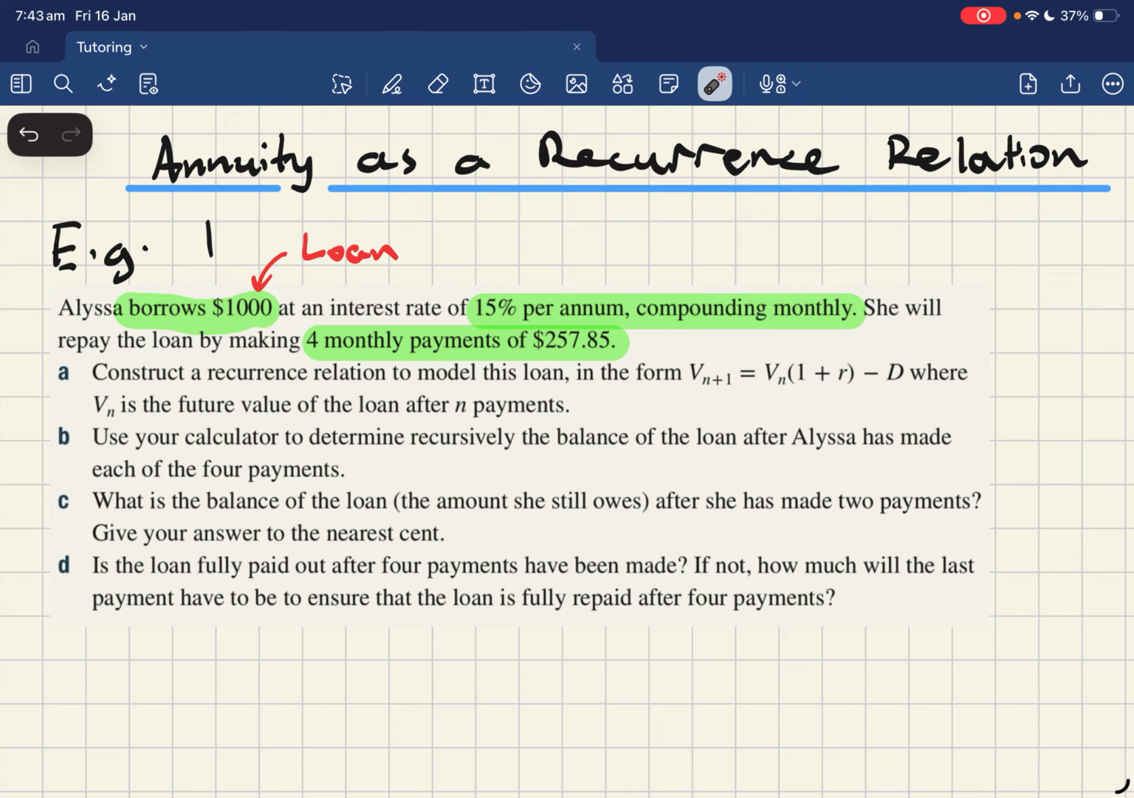Now remember, because it's a loan, we're taking away this because she owes $1,000 and she's paying it off. So it's taking away from the loan. That's why this is a minus and not a plus.